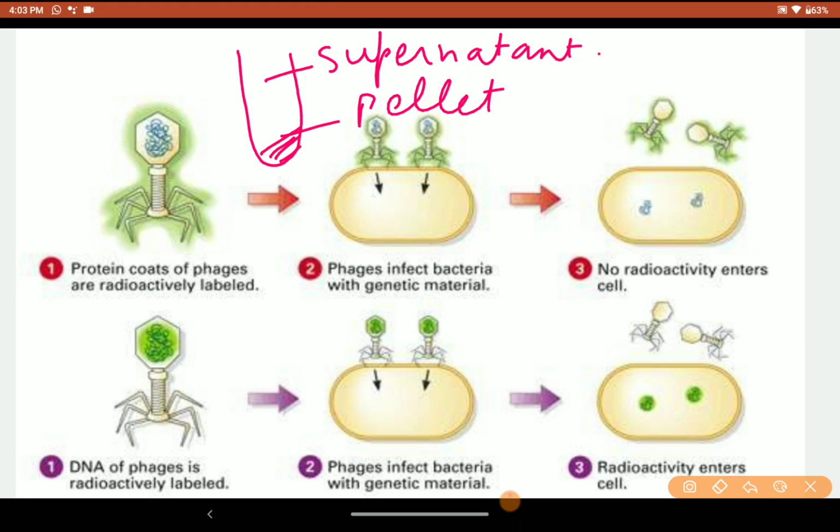But in Frederick Griffith's experiment, there was transformation. What is transformation? It is the change in the genetic constitution of the organism by picking up the genes present in the remains of the dead relatives. So the two are totally different.